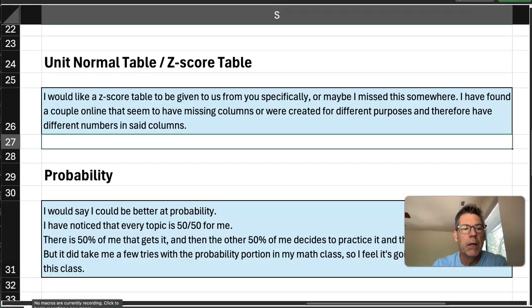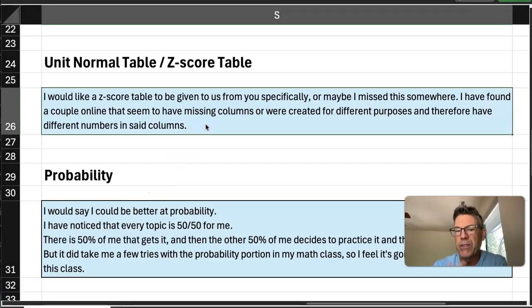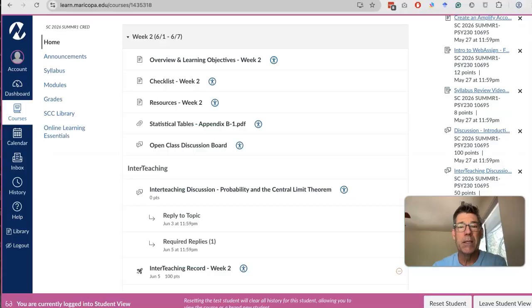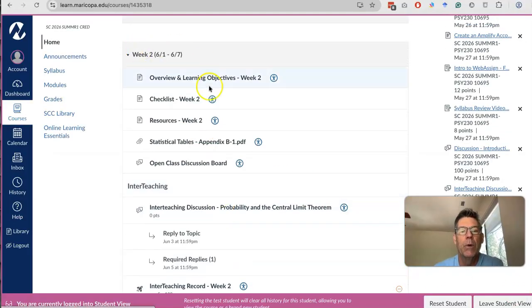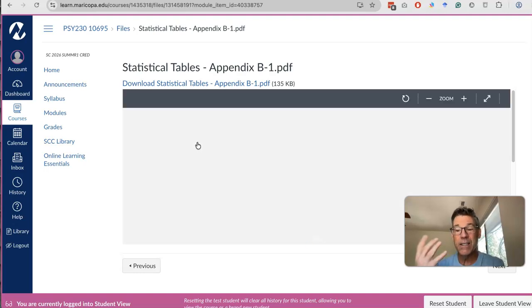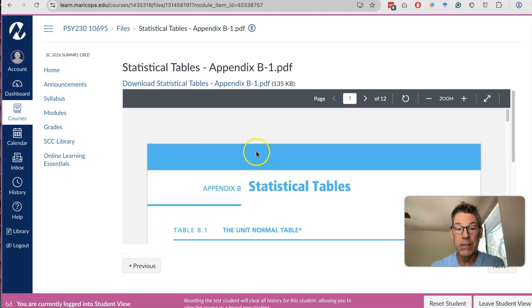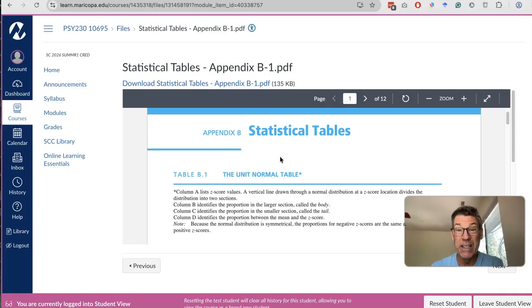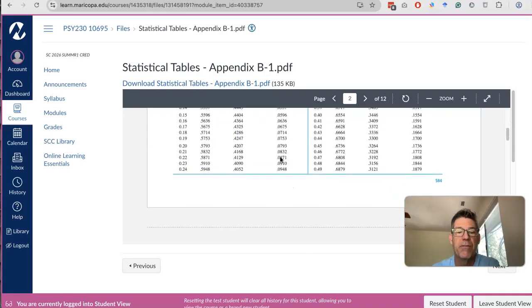The first one here is, "I would like a z-score table to be given to us from you specifically. Maybe I missed this somewhere." Yeah, it is available to you in a couple places. If we go into our class, to week 2, this is it. If you click on the statistical tables, it is the entire packet that you're going to need for this class. So my suggestion is you print this off. It's 12 pages, and we're going to be using the first 4 pages here.